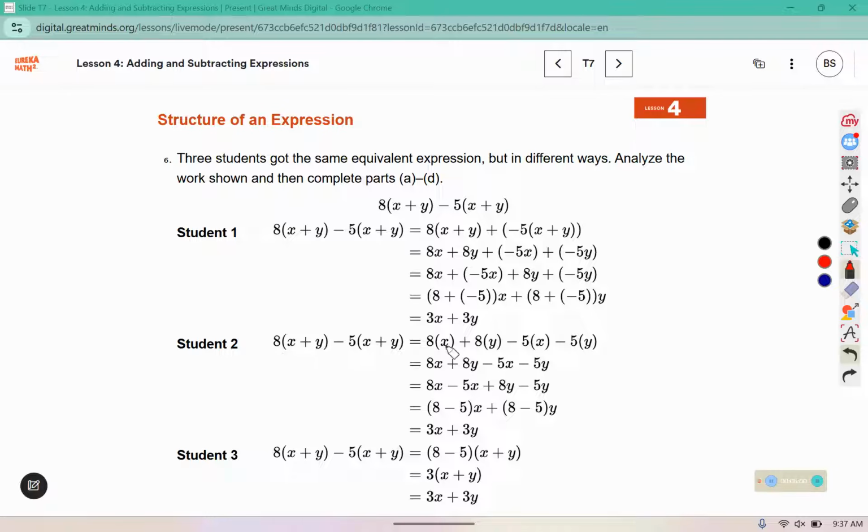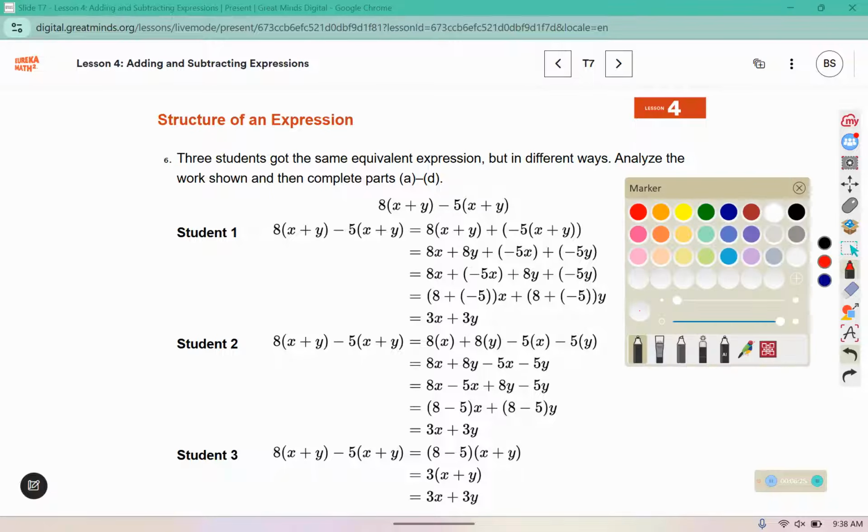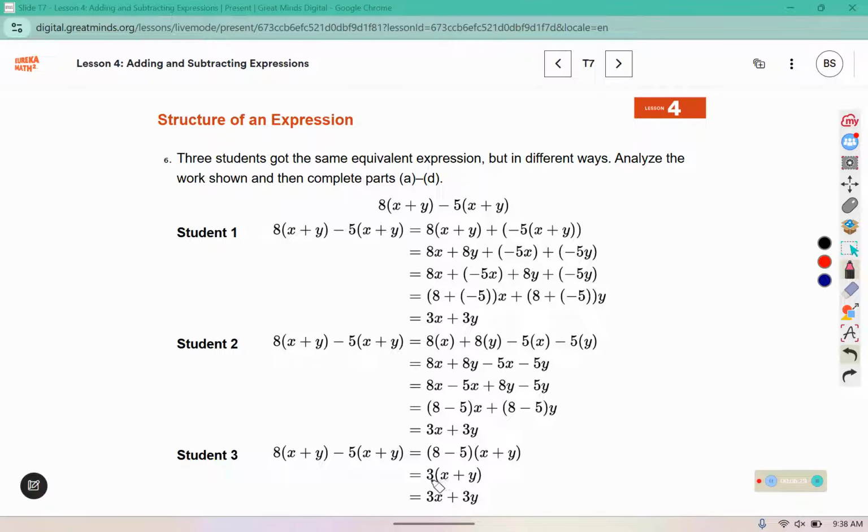For that second person, they also distributed the 8, and they looked at the -5 as a distribution as well. Then they grouped them together. They regrouped it as an 8 minus 5 to get 3. These people looked at the coefficients and subtracted because they both had x plus y in common. 8 minus 5 is 3, and then they distributed that 3.